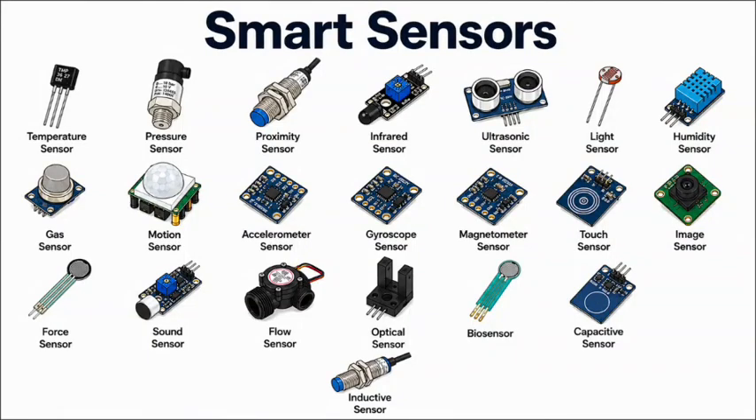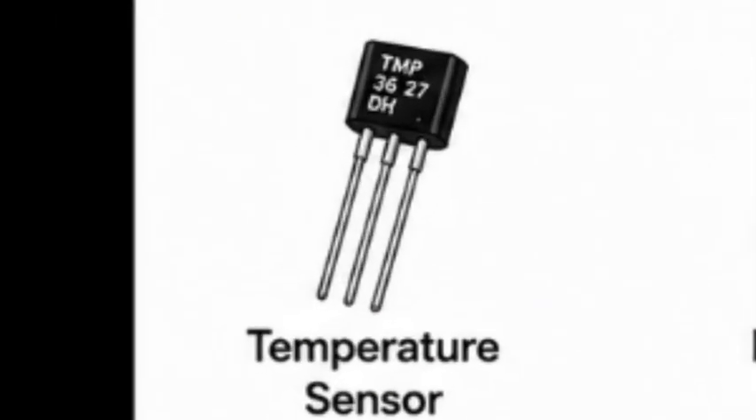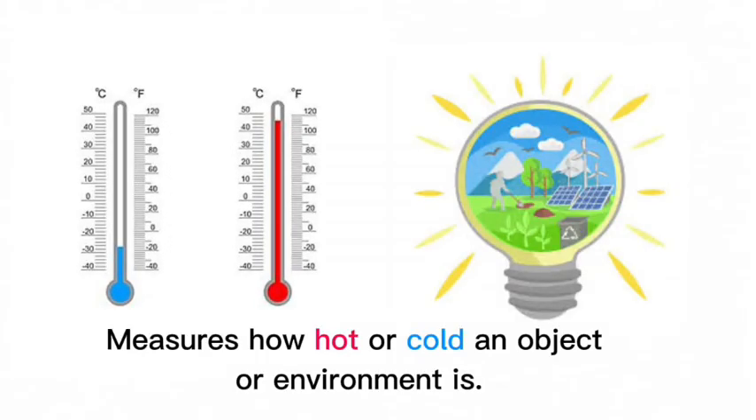Every type of sensor explained. Temperature sensor. Temperature sensors are devices designed to measure how hot or cold an object or environment is.